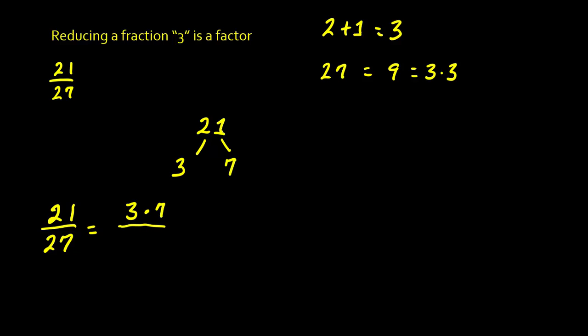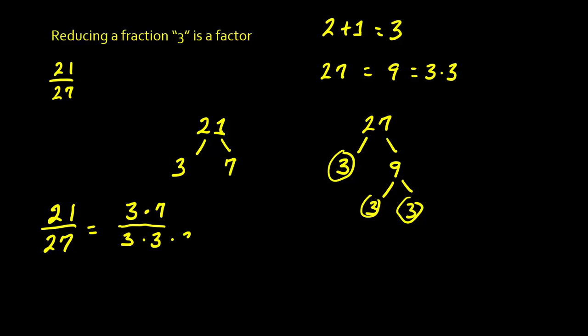Now let's do the factor tree for 27. 27, you can factor a 3 out of that. 27 divided by 3 is 9. 9 can be factored by 3. 9 divided by 3 is 3. All of these numbers are prime factors. They cannot be factored any further, so I'll write those down. 3 times 3 times 3.